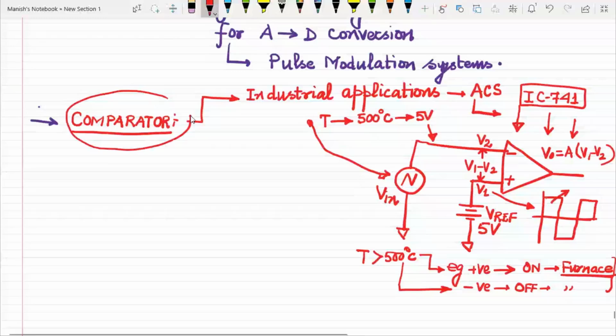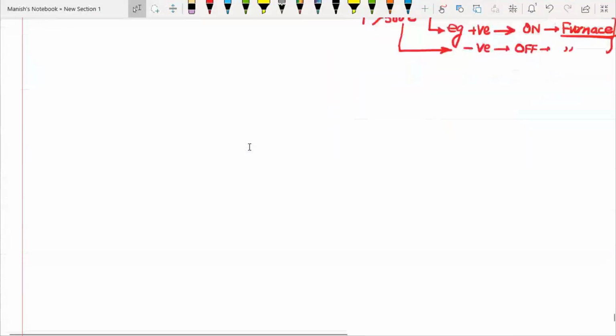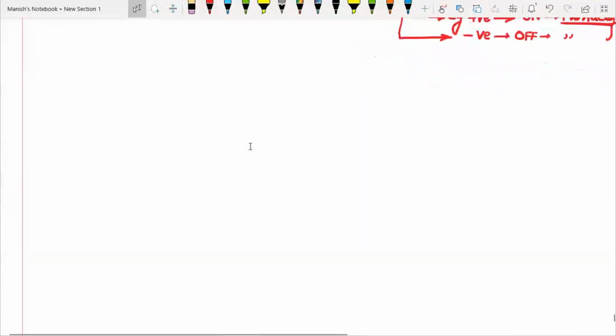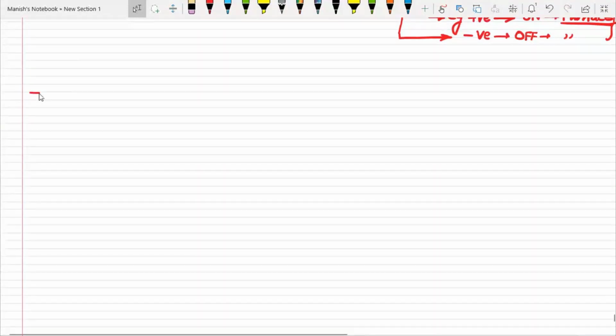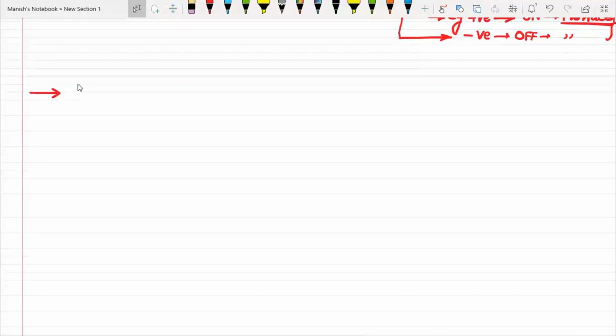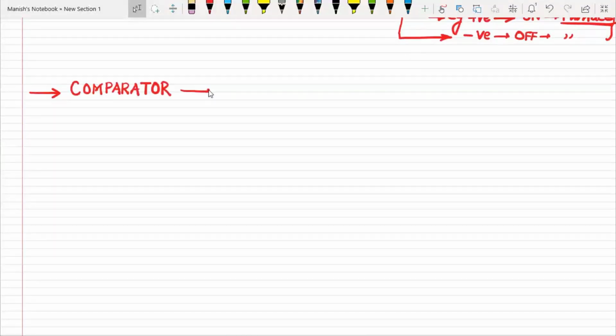Now I'm going to tell you in terms of circuit how the comparator circuit is going to work, the basic principle of comparator, and before that I'll tell you the basics of op amp that we have discussed already, but I would like to emphasize them again for you. So we have a comparator circuit, and in comparator we have to study two types of comparator circuits.